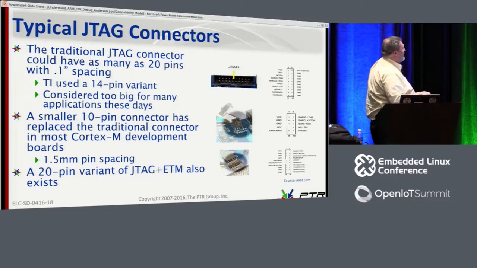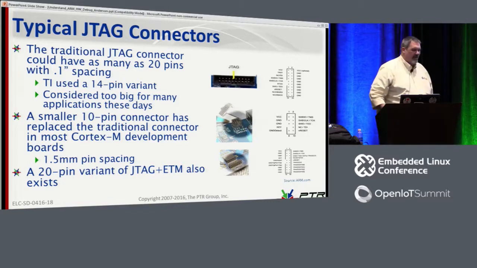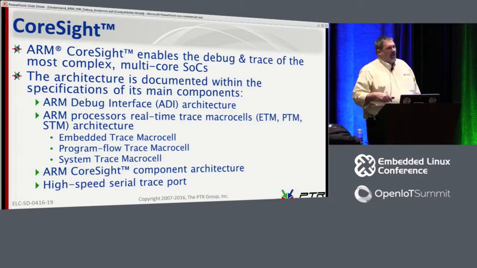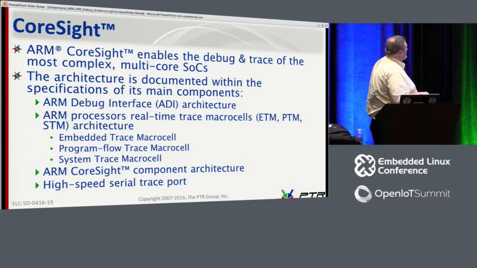So you do have to be somewhat careful when you're dealing with these 10-pin connectors. And then there's a 20-pin variant of that 1.5 millimeter spacing that has JTAG and the embedded trace modules. So we'll talk about ETM here in just a moment. So that is just part of the connectors we could potentially encounter for JTAG. We'll see a couple of others here in just a moment when we start talking about serial wire debug.